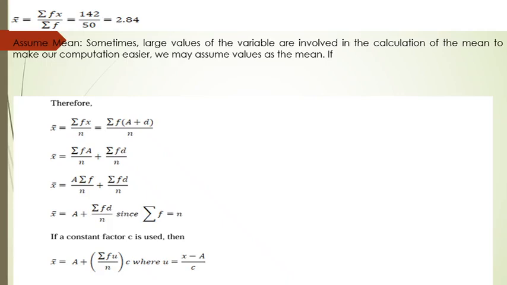When we open our bracket, our x bar will be a summation of f over n plus summation of fd over n. So our x bar will be a plus summation of fd over n. Note that summation of f over n is the same thing as 1, so n over n will cancel, and it will remain a plus summation of fd over n. If a constant c is used, then we use this formula. This is just like a proof. Please go through it.